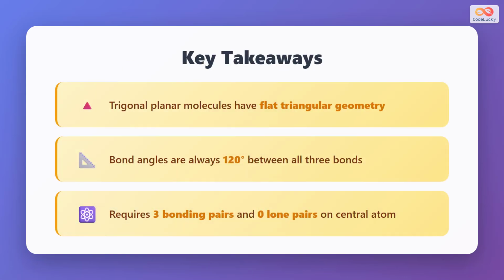Let's summarize what we've learned. Trigonal planar molecules have a flat triangular geometry where all atoms lie in the same plane. The bond angles are always 120 degrees between all three bonds, providing maximum separation. This geometry requires exactly three bonding pairs and zero lone pairs on the central atom. Understanding this shape is essential for predicting molecular properties and chemical behavior.